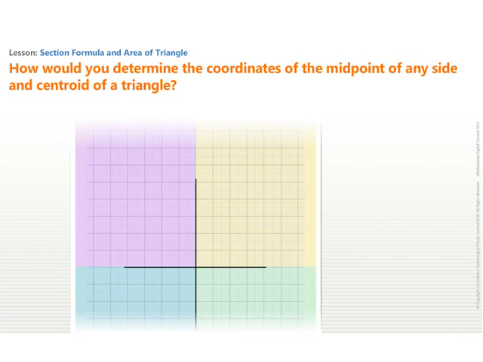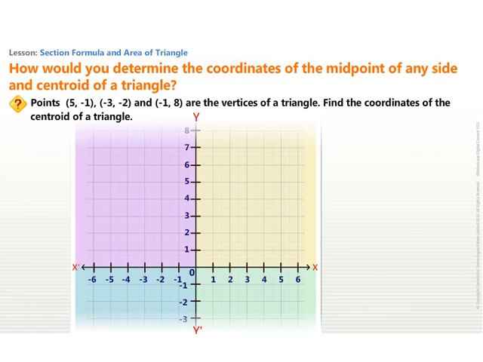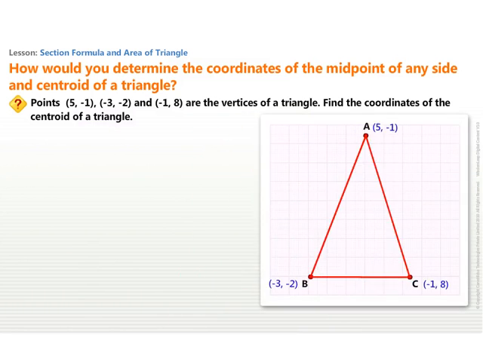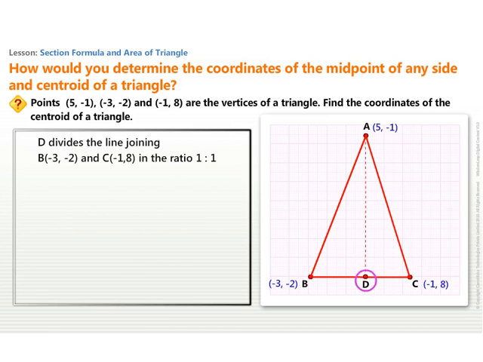How would you determine the coordinates of the midpoint of any side and the centroid of a triangle? Suppose points (5, -1), (-3, -2) and (-1, 8) are the vertices of a triangle. Find the coordinates of the centroid of the triangle. AD is the median through the vertex A of triangle ABC. So, D is the midpoint of side BC. D divides the line joining B(-3, -2) and C(-1, 8) in the ratio 1:1.